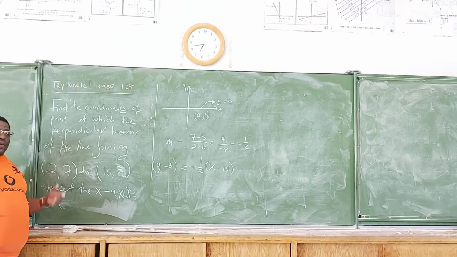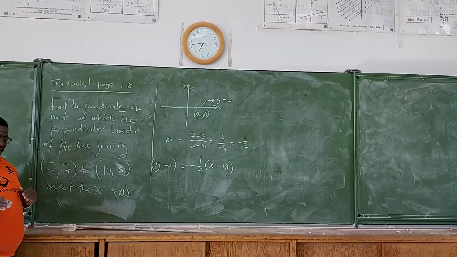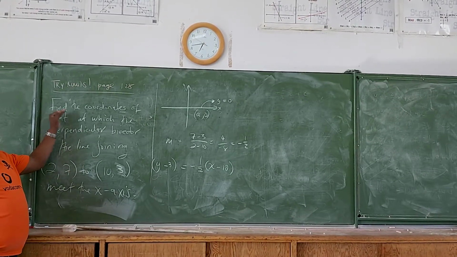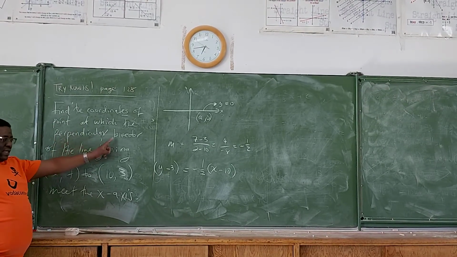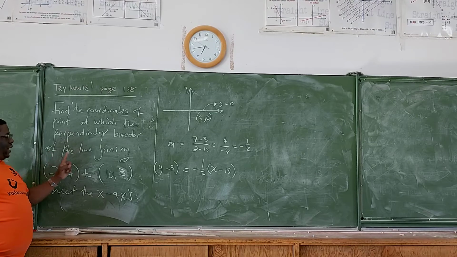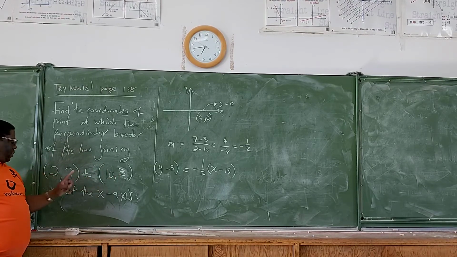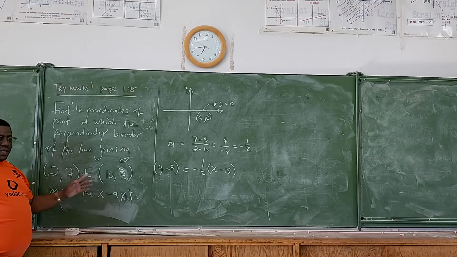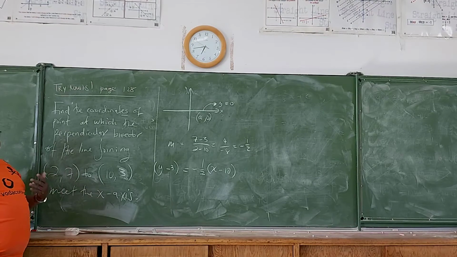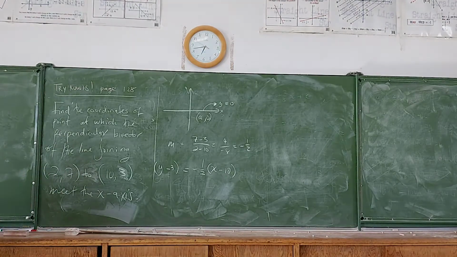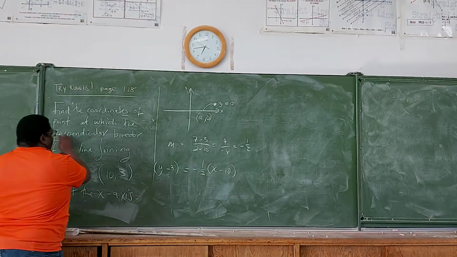I'm going to repeat the question because they're thinking. Find the coordinates of the point at which the perpendicular bisector of the line joining (2,7) to (10,3) meets the x-axis. Which line are we talking about? Are we talking about this line here, or are we talking about different lines? Why did they give us this particular sentence?